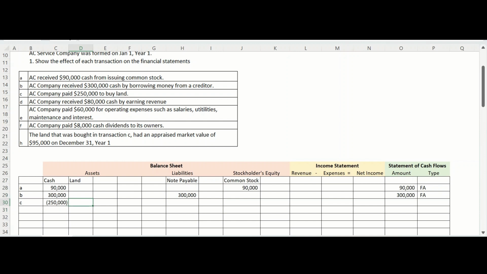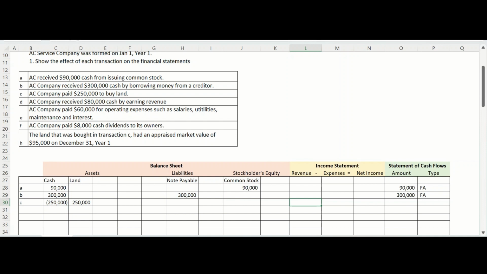So land is increasing by $250,000. So we have a positive and a negative on the asset side of the balance sheet. We have a balanced accounting equation. We can move to the income statement. Buying land is not a revenue or expense item.